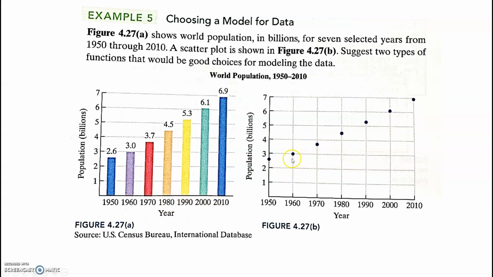Next one, they actually gave us the graph. So here, you kind of look at the data and see what's happening. I went from 2.6 to 3, so I went up 0.4. Then I went up 0.7. Then I went up 0.9. It keeps going exponentially up, right? You see that exponential growth. So you could use exponential. But also when I look here, I kind of see a linear model. So either one of those would work. Two types that would be good choices: exponential or linear.